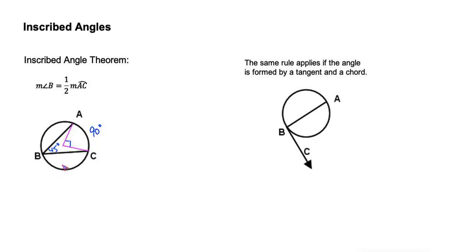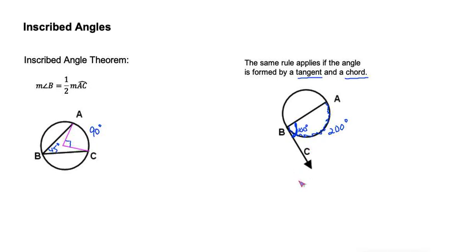Now moving on, the same rule applies if the angle is formed by a tangent and a chord. So it's still half the measure of its intercepted arc. So for example here, if we're looking for this angle, it is half the measure of its intercepted arc, and this is the intercepted arc. So let's say that's a 200-degree arc, then this angle right here that's formed by the chord and the tangent would be 100 degrees, half the measure of its intercepted arc.